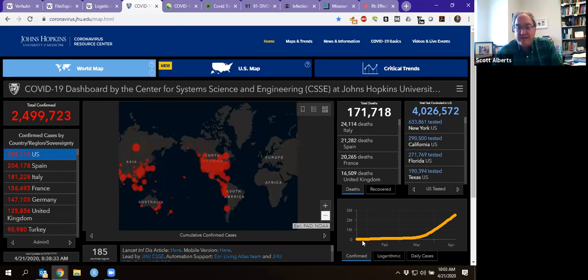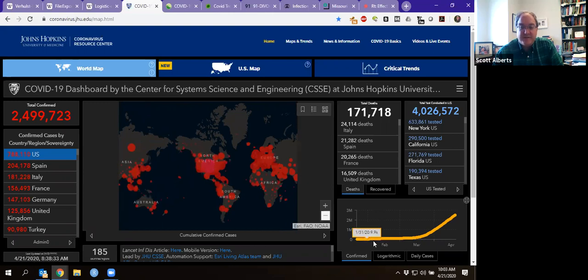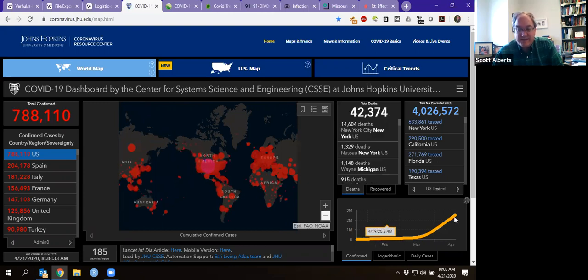Down here, it has the overall cases. And you can see how right now it's starting to look like an exponential curve. What we're wondering is, are we starting to see it curve off? Is it starting to become a logistic curve instead of an exponential? So that's where this log transformation comes in. It converts an exponential curve into a straight line.